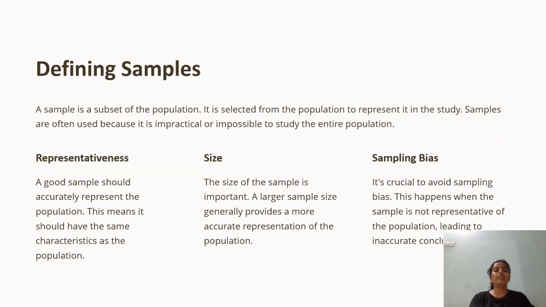Defining samples. A sample is a subset of a population. It is selected from the population to represent it in the study. Samples are often used because it is impractical or impossible to study the entire population.